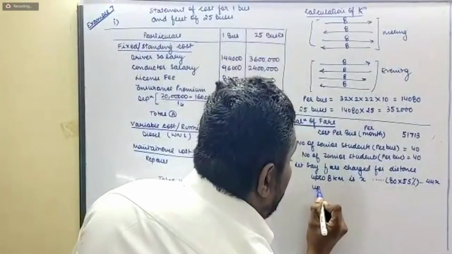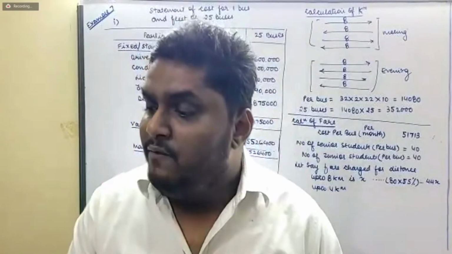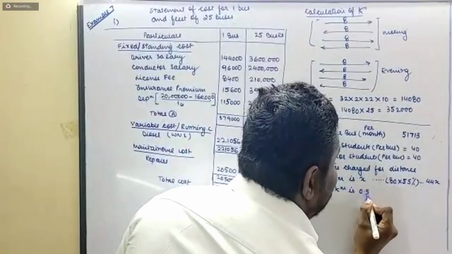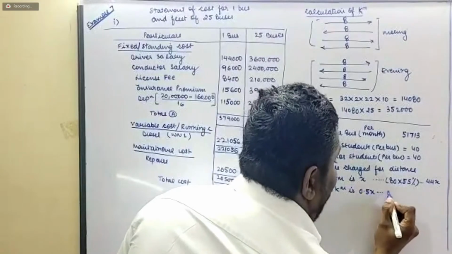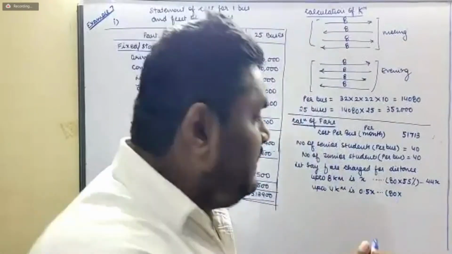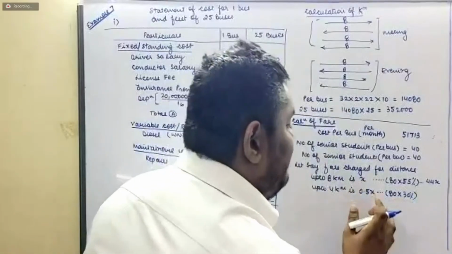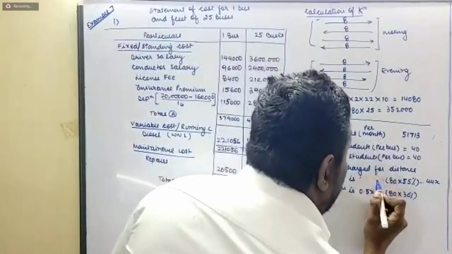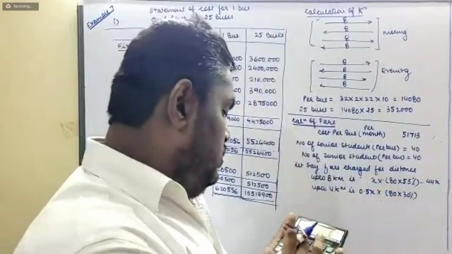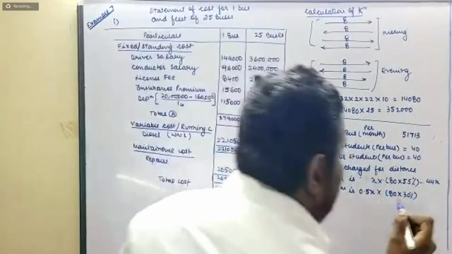Similarly, up to 4 kilometers, it is 50% of the full fare. That is 0.5X. And the number of students traveling are how much? 30%. So 80 into 30% into 0.5X. So this will be 12X.